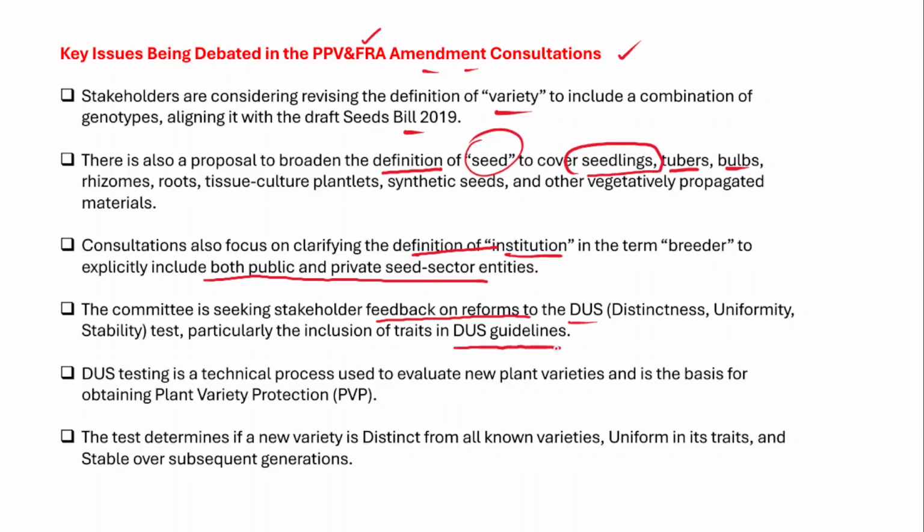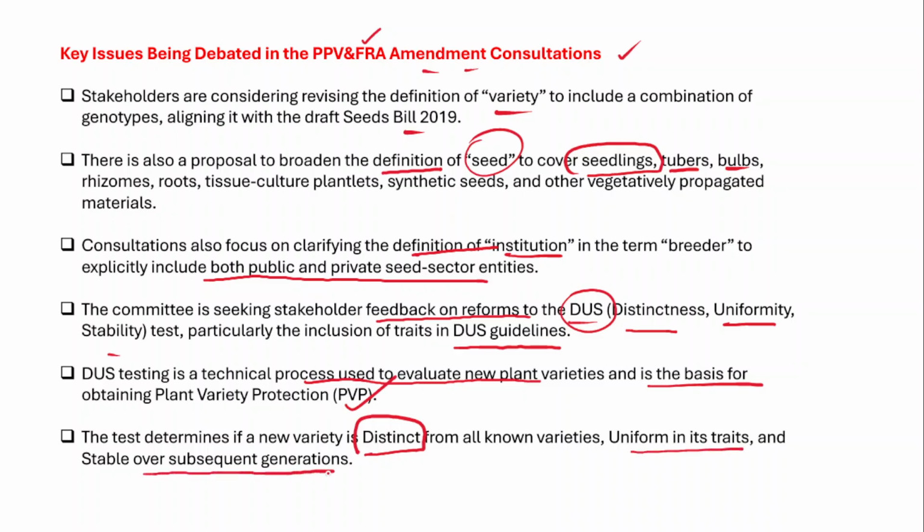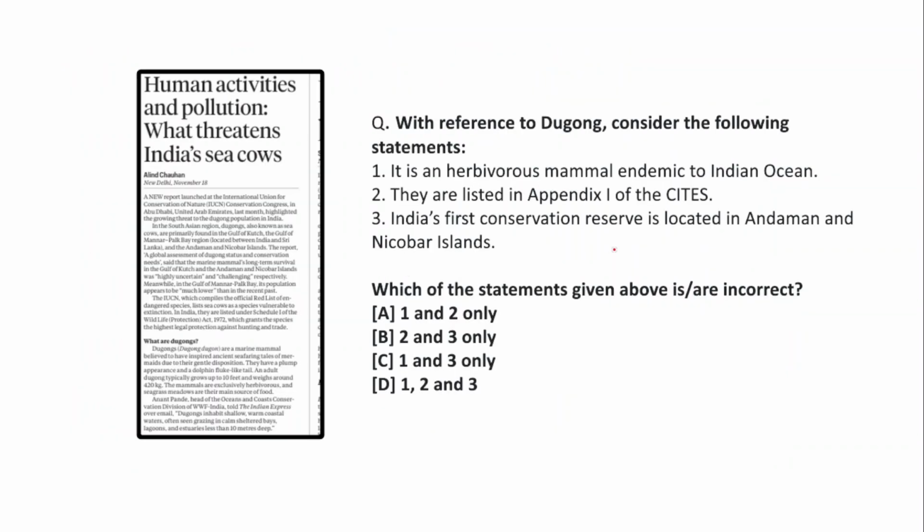This DUS testing is a technical process used to evaluate new plant varieties and is the basis for obtaining plant variety protection, right? This test, which deals with distinctiveness, uniformity and stability, determines if a new variety is distinct from all existing known varieties, uniform in its traits, and stable over subsequent generations. So this test is very important, right? The committee therefore has been seeking feedback on reforms to this DUS testing as well. I hope you have understood this.